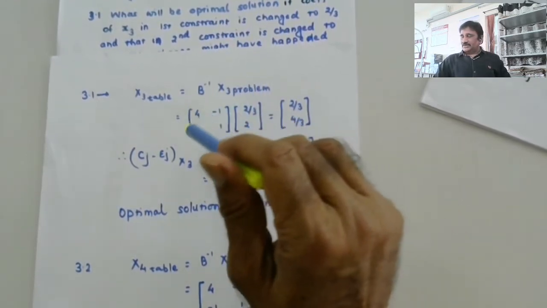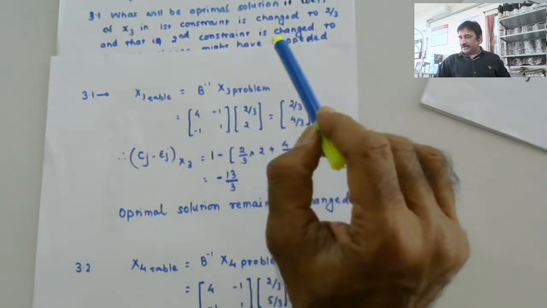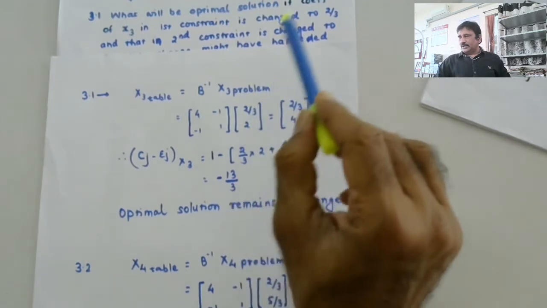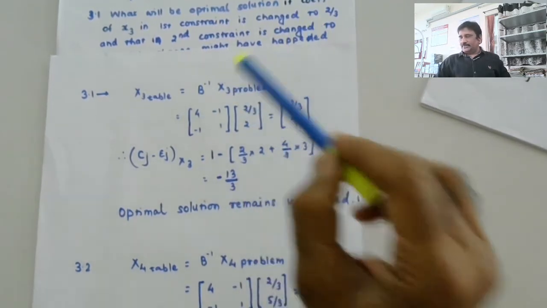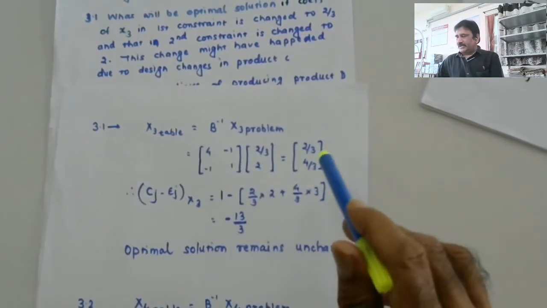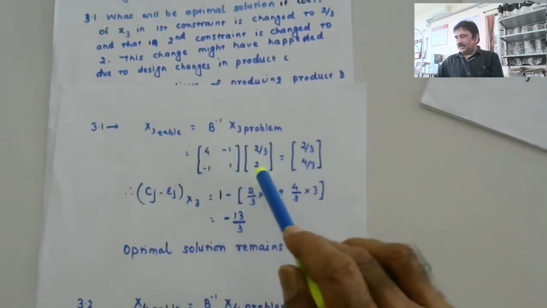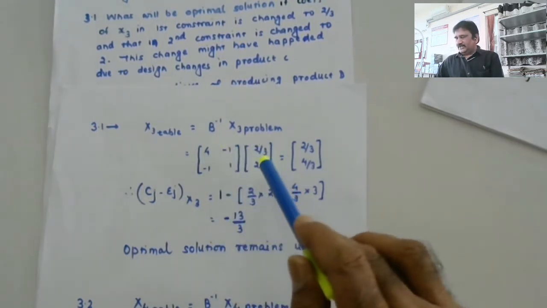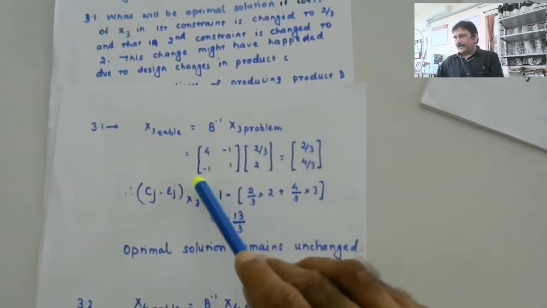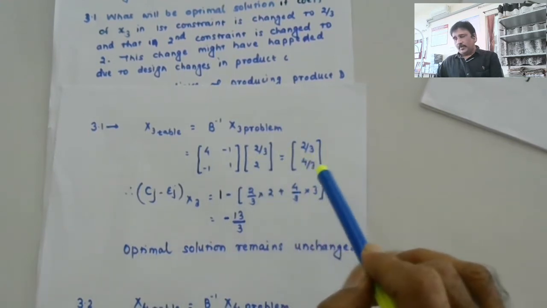So B inverse is 4, minus 1, minus 1, 1, and X3 in the LPP is 2 by 3 and 2, as you see in the problem. Their multiplication comes equal to 2 by 3, 4 by 3, right? 4 into 2 by 3 is 8 by 3 minus 2. 8 by 3 minus 2 means minus 6 by 3, that gets you 2 by 3. And minus 2 by 3 plus 6 by 3 gets you 4 by 3.